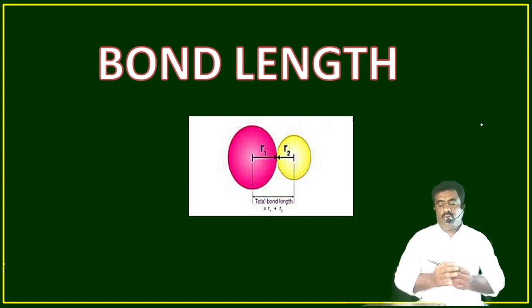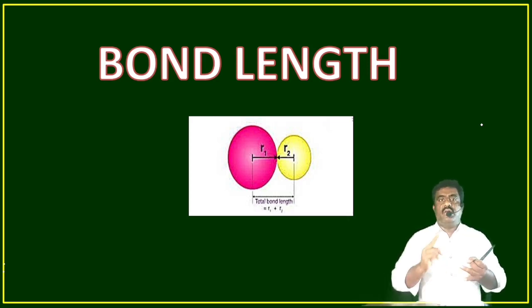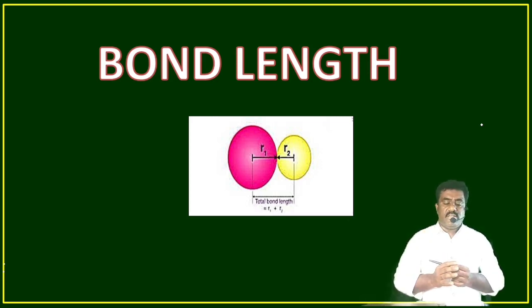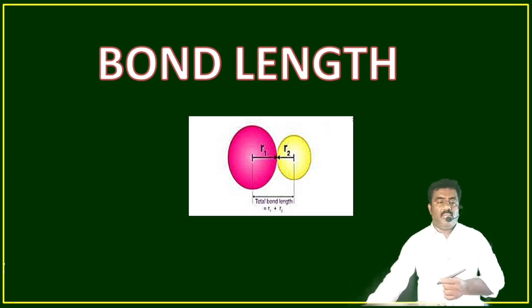Bond length depends on the following factors. What are the factors affecting bond length? The factors are size of atoms, number of bonds, the electronegativity difference, the percentage of the s character, and resonance. These factors affect bond length.